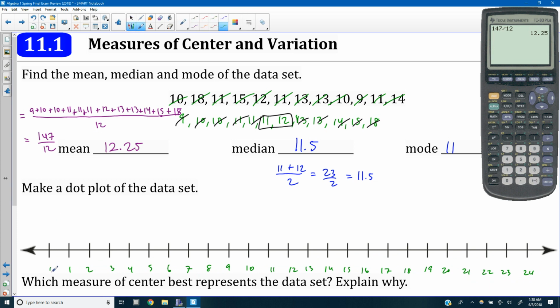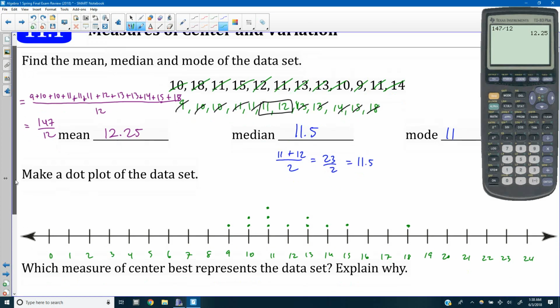Very nice. Okay, make a dot plot. Okay, so there's a 9. Now look, having this in order helps this as well. There's a 9. There are two 10s. And try and get the heights kind of the same when you do. Like this 11, this dot goes up here. Three 11s right here. A 12, a 13, no, two 13s. A 14, 15, and an 18. Okay.